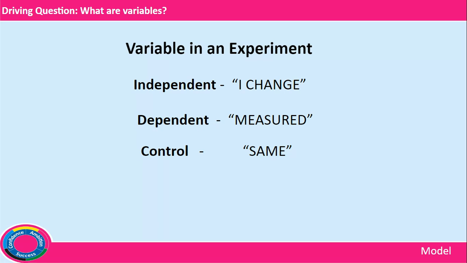And lastly, you have your control variables, and these are the variables that remain the same because you need to have a fair experiment. Something needs to remain the same so that the conditions throughout the entire experiment are fair, so that you can say that your results are accurate. Okay? So here's an example.